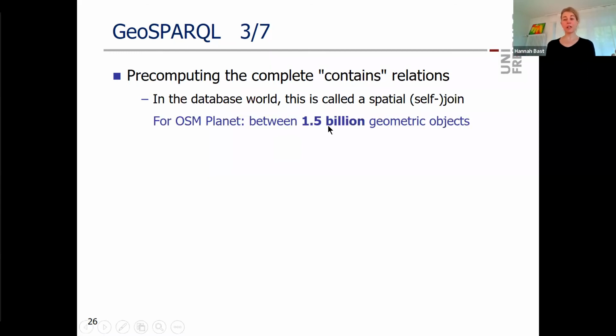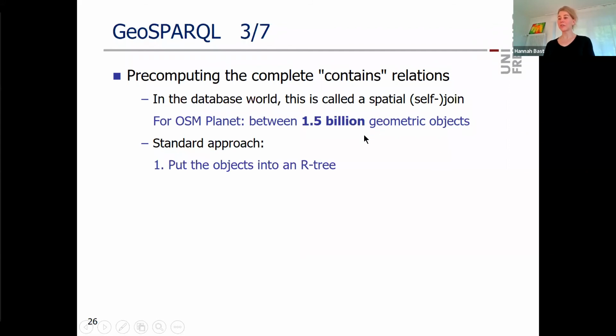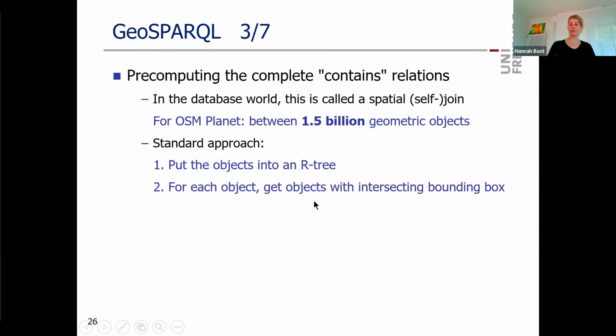So for OSM Planet, you have 1.5 billion geometry objects. And what you want in the database world is a spatial self-join. So you want all pairs of these objects where this is contained in this, or this intersects this. This is a huge spatial self-join, and you want it on a small machine. You don't want a cluster or something. What's the standard approach? You put the objects in some spatial data structure.